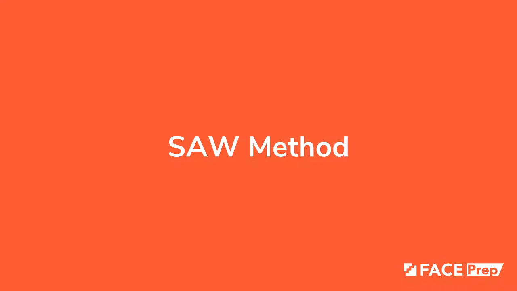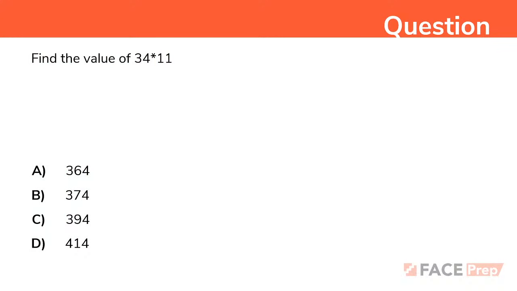The first method is SAW. The name is very simple, that is split and work. What happens is there'll be some numbers given. We'll try to split them in our convenient way, and then we will work on it, and do whatever operation is required over there.